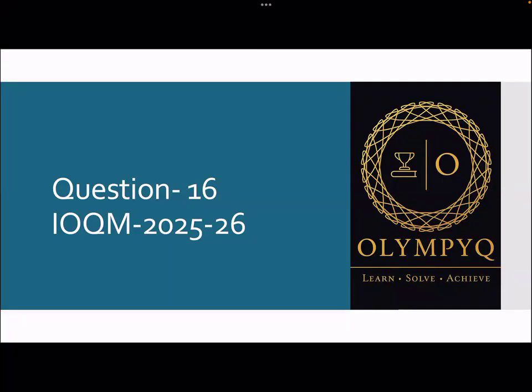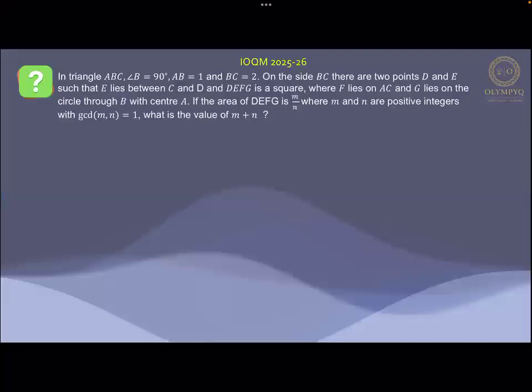Hello students, this is question number 16 of IOQM 2025. The question says: in a triangle ABC, angle B is 90 degrees, AB is 1, BC is 2, and on the side BC there are 2 points D and E, such that E lies between C and D. DEFG is a square, F lies on AC, and G lies on the circle through B with center A. If the area of DEFG is M by N, then we need to calculate the value of M plus N.